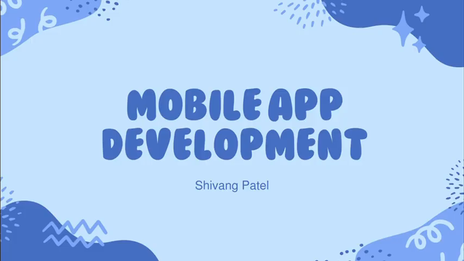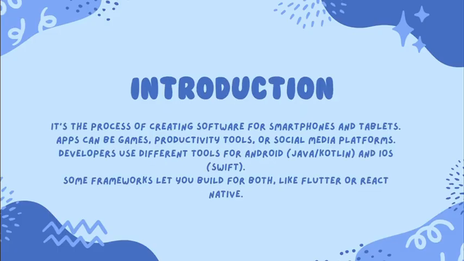And today we'll be talking about mobile app development and what it is, some examples, and how you can start learning it yourself. So to begin with the introduction, mobile app development is basically the process of creating software for smartphones and tablets. These apps can be really anything, a broad range of things, ranging from games to productivity tools to even social media platforms.